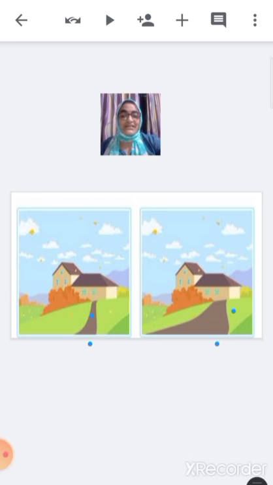So children, today we have learned the concept of wide and narrow. Now what is wide? Wide means broad. The sides are not closer to each other. And narrow means limited in size. The sides are closer to each other. So you all have understood the concept. Okay, then we are going to do worksheet.